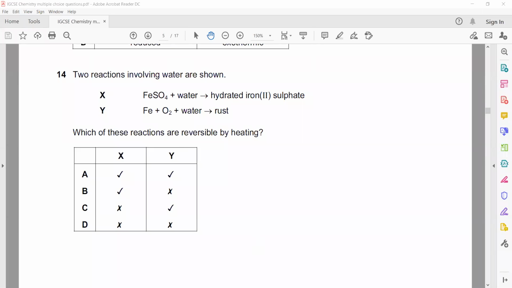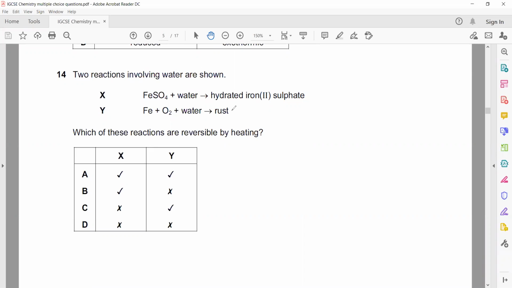In question 14, there are two reactions involving water as shown. Iron sulfate plus water gives hydrated iron sulfate, and iron plus oxygen plus water gives rust. Which of these reactions are reversible by heating?